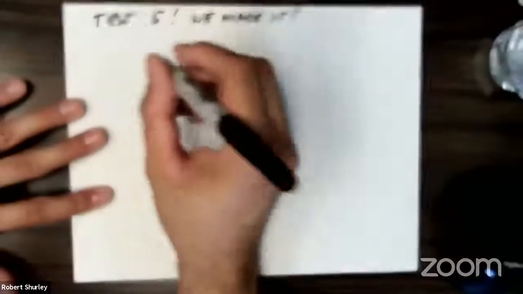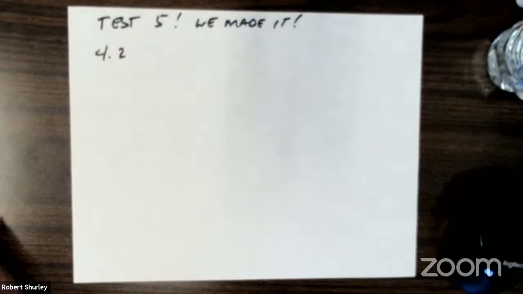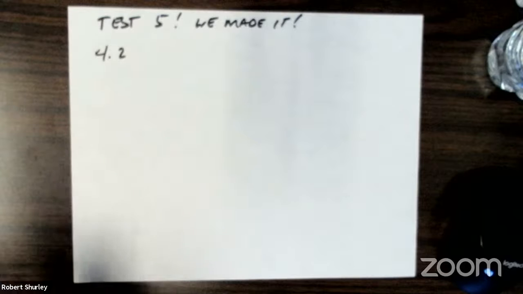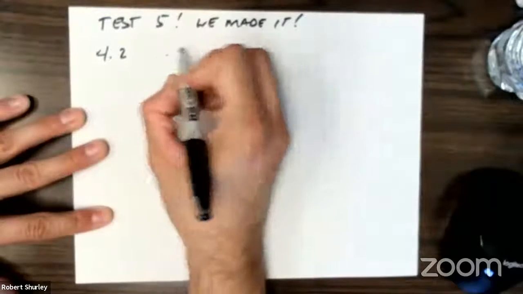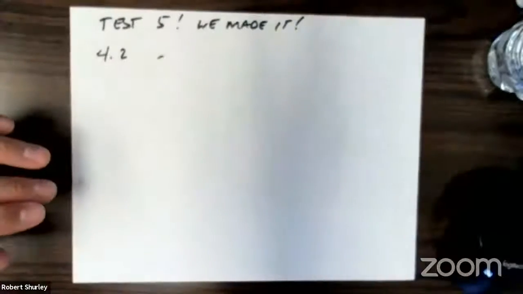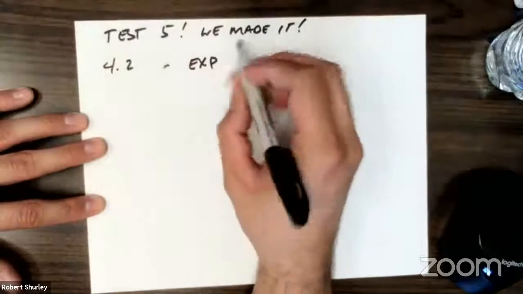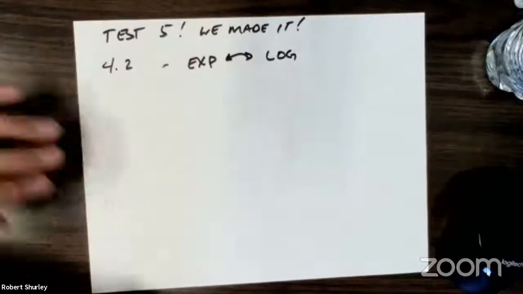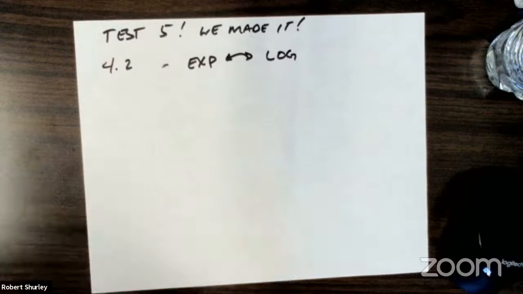So 4.1, or no, actually we started in 4.2, right? 4.2 was on the introduction of logarithms. The very first part of 4.2 was just going back from exponents to logarithms and vice versa. It was the very first part of the homework.